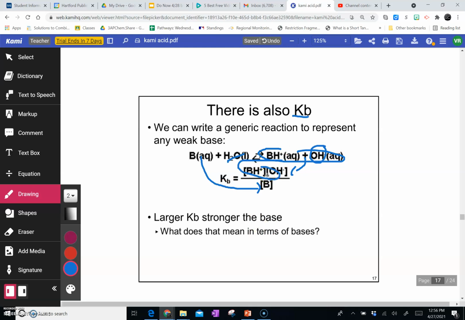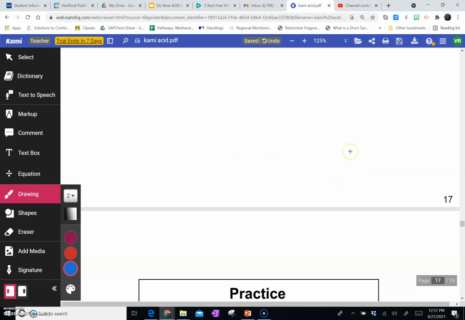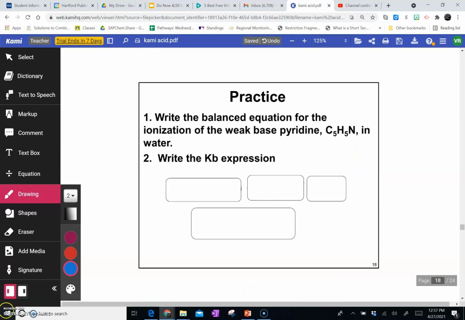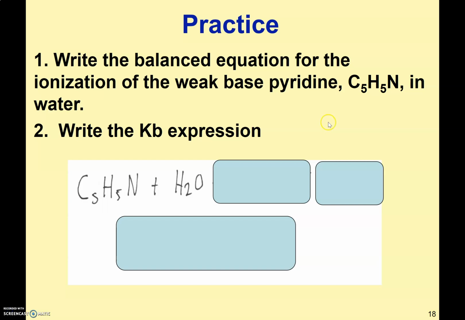We generally deal more with Ka than Kb, but there is a Kb. And let me hold on for a second. Since I already did this, I might as well use it.